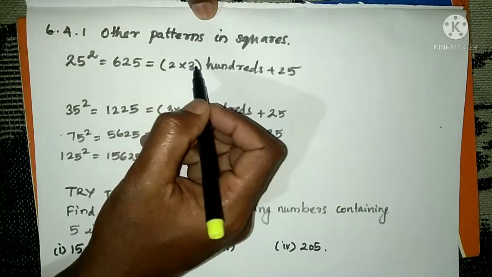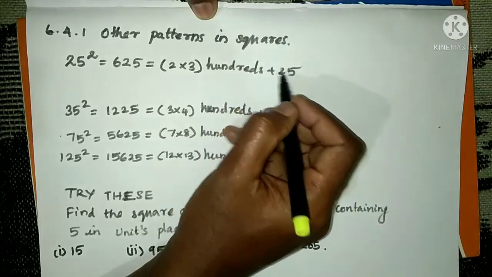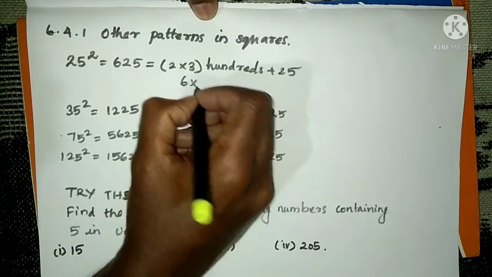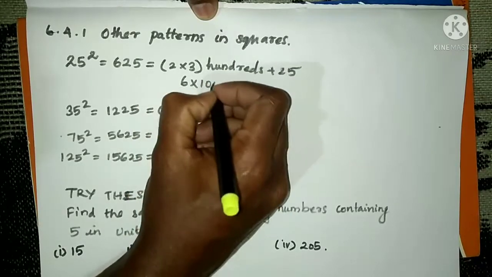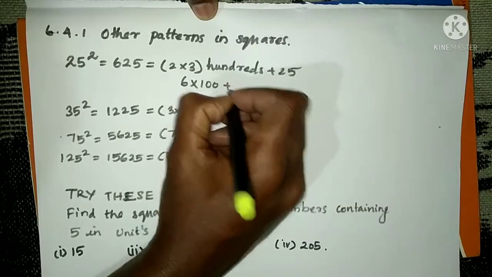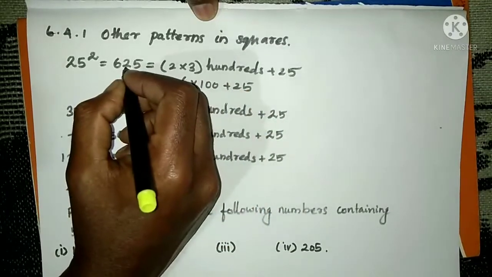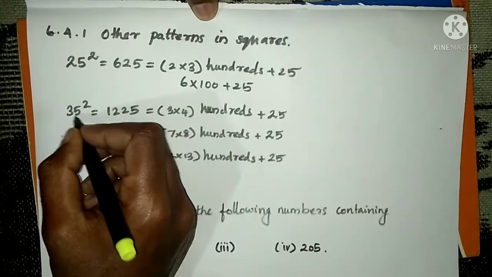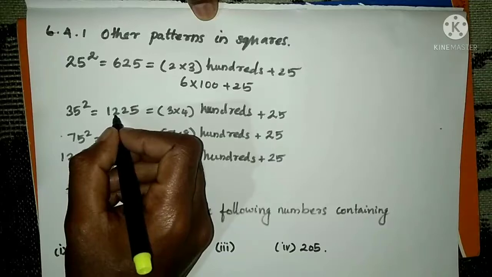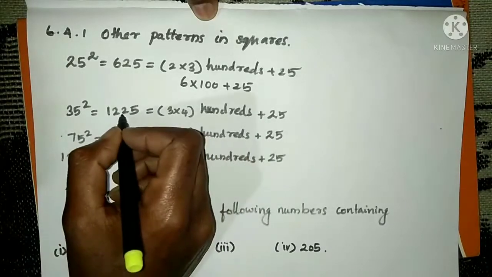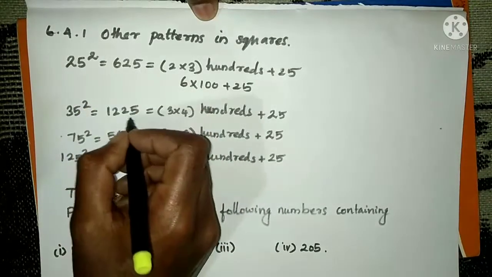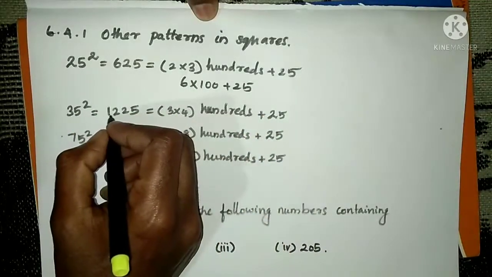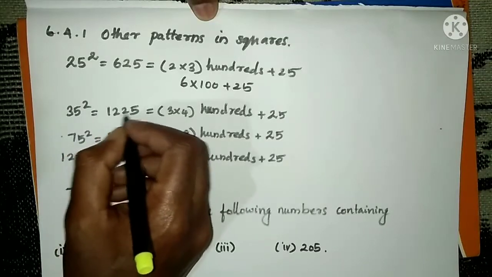That is, 2 into 3 into hundreds plus 25. 2 into 3 means 6, into hundreds means 6 into 100. 600 plus 25. So 625, we get the answer. The same way, here the 35 square is equal to 1225. The last part is always 25, we are adding 25. Then you see that here 12 hundreds is there, 1200.